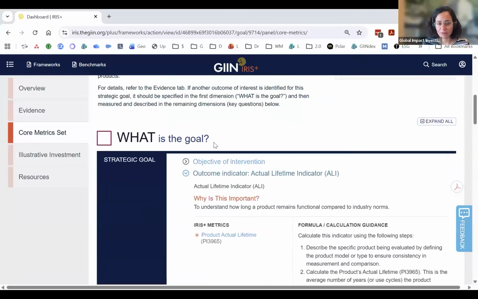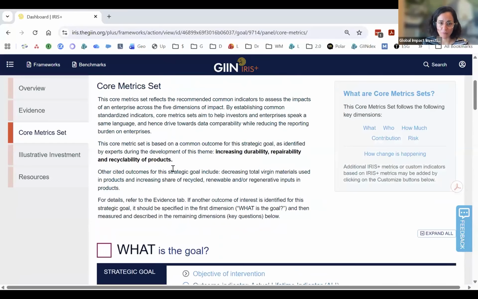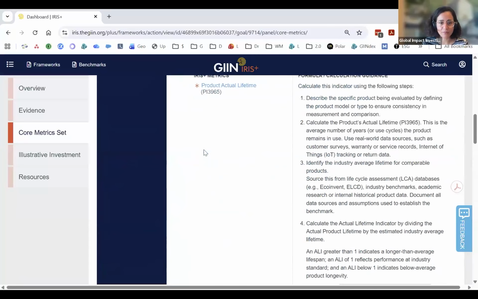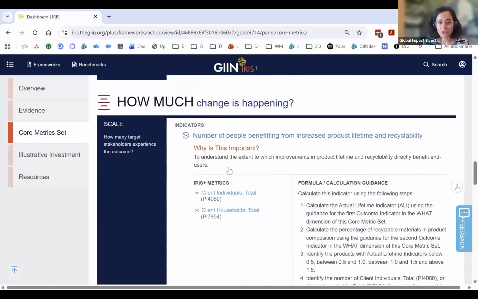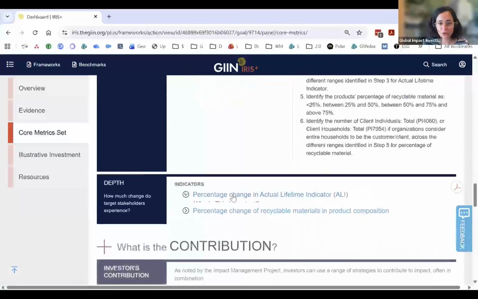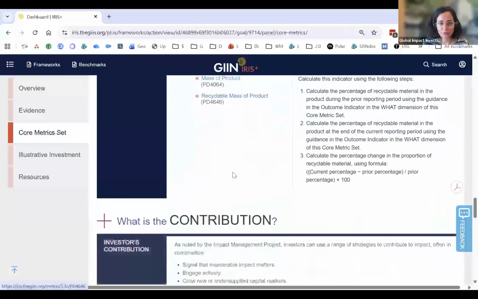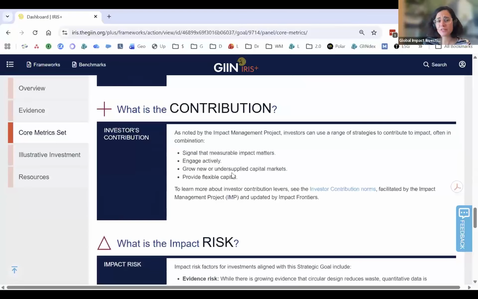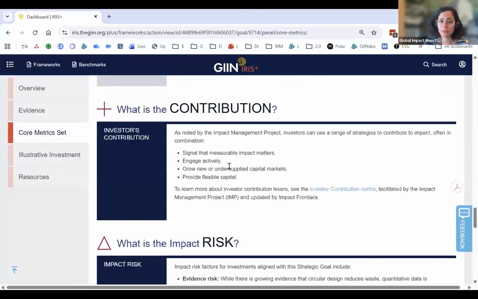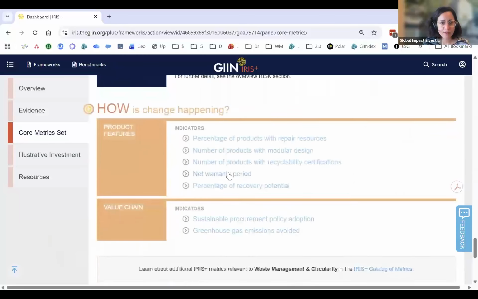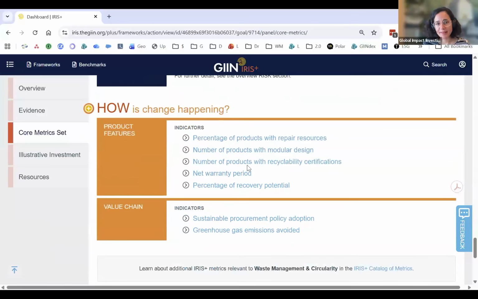So going on to the website, you see here the different sections. For the core metric set, there are metrics and indicators under the what dimension, under the who dimension that we just saw, and under the how much dimension that we also saw very briefly. There are no metrics and indicators under contribution and risk because we think these are not really captured by single metrics and indicators. And then the how is change happening is here.